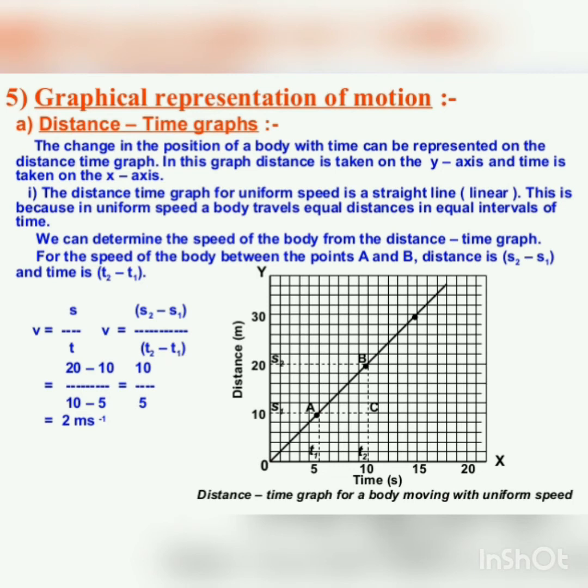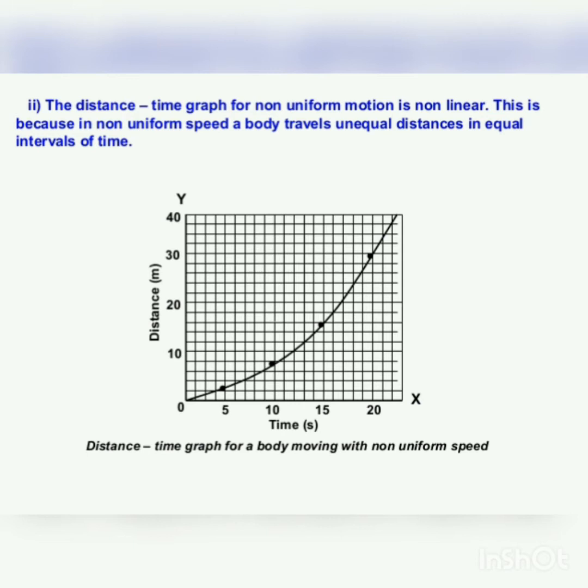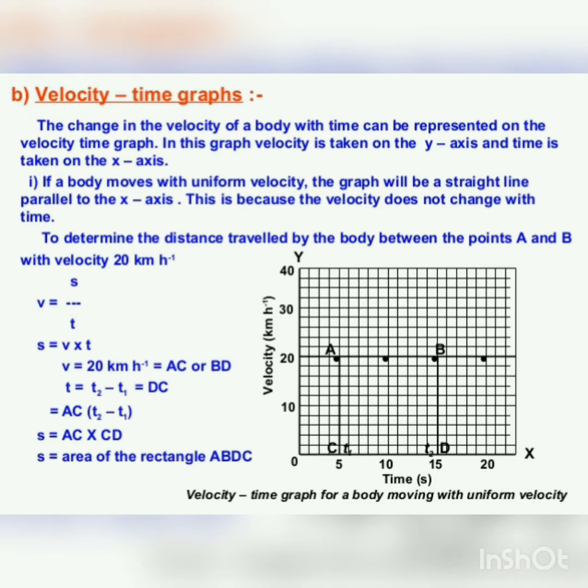The distance time graph for non-uniform motion is non-linear. This is because in non-uniform speed, a body travels unequal distance in equal intervals of time. So it will be curved. So you can see in the slide also, children. First slide you saw that straight line, linear. In the second slide you can see that it is a non-uniform speed. That's why the graph is curved. Okay. So this is about a distance time graph.